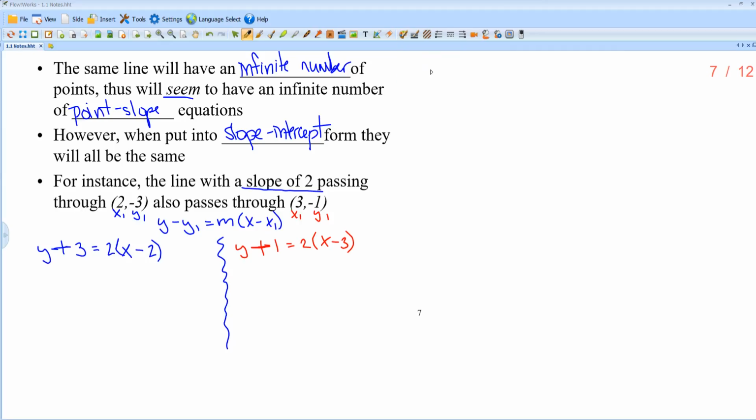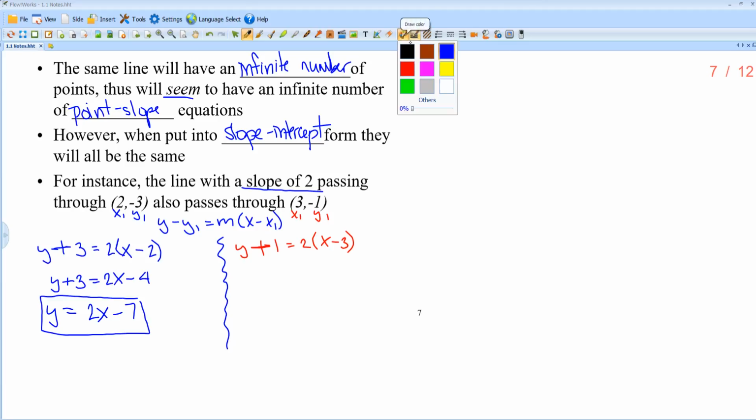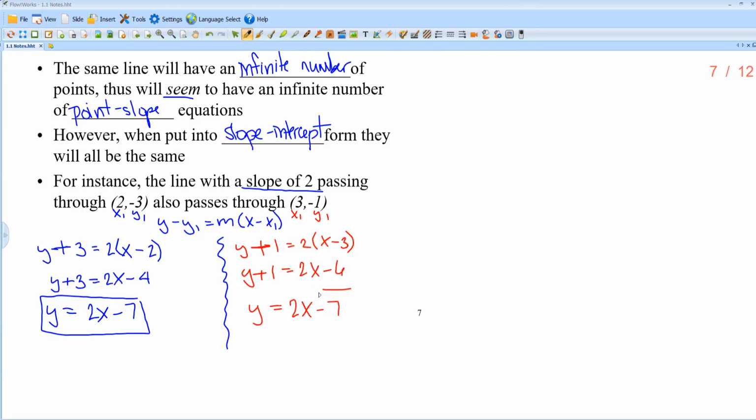So we're going to simplify each one of them by putting them into slope-intercept form. I distribute this 2, so I get y plus 3 equals 2x minus 4, and subtract the 3. y equals 2x minus 7. That's slope-intercept form. On the right, I distribute the 2 and get y plus 1 equals 2x minus 6. So y equals 2x minus 7. Now I see, even though the point slope equation was different, the slope-intercept form is the same. So this is just the same line.